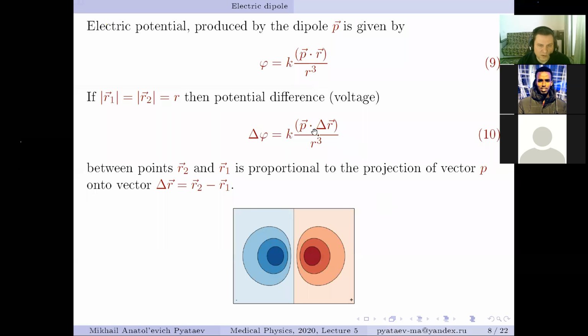That's why this equation is used in theory of ECG, where the potentials produced by electric charges in our heart are measured at 3 points of our body, and we have a triangle with 3 sides, and the potential difference between every 2 points of this triangle is assumed to be proportional to the projection of vector p onto the given side of the triangle, onto the given line.